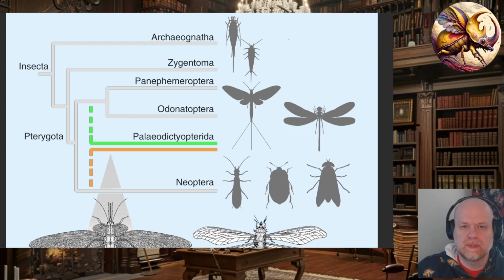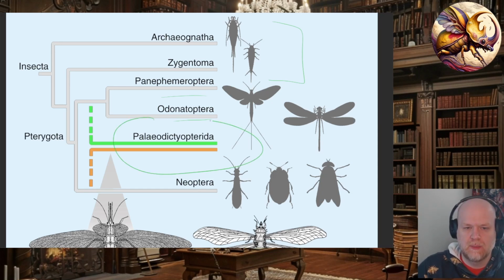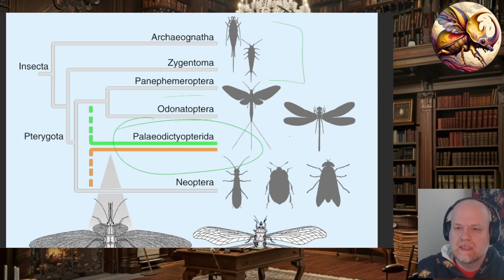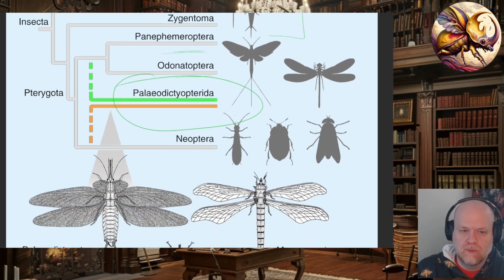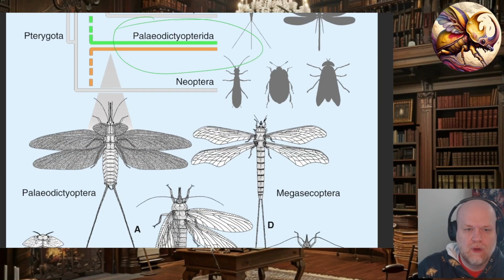What we know about them, so again, this is a different phylogenetic tree, but we have the Archaeognatha and the Zygentoma, like the firebrats and the silverfish, the Panephemeroptera, so these are all of the mayflies, the Odonatoptera, which are all of the dragonflies throughout history, and the Palaeodictyoptera is somewhere in the middle up here. And this is a drawing down here of one. This guy right here is the Palaeodictyopteran.